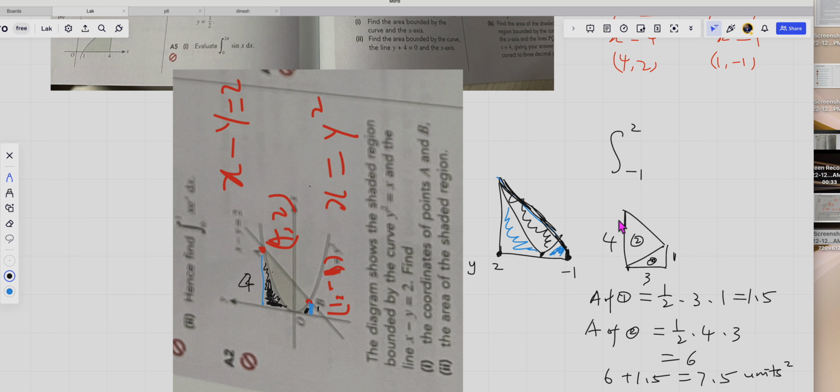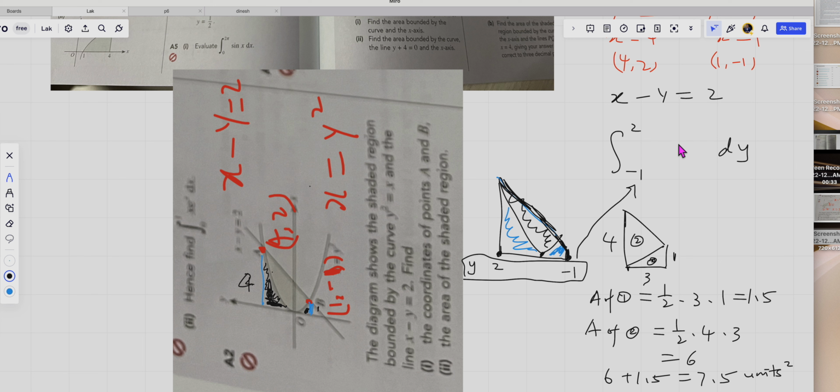So the curve is this curve. This curve is x minus y equals 2. Okay. And now you integrate from y equals negative 1 to y equals 2. So you need to integrate with respect to dy, because it's with respect to dy, not dx anymore.